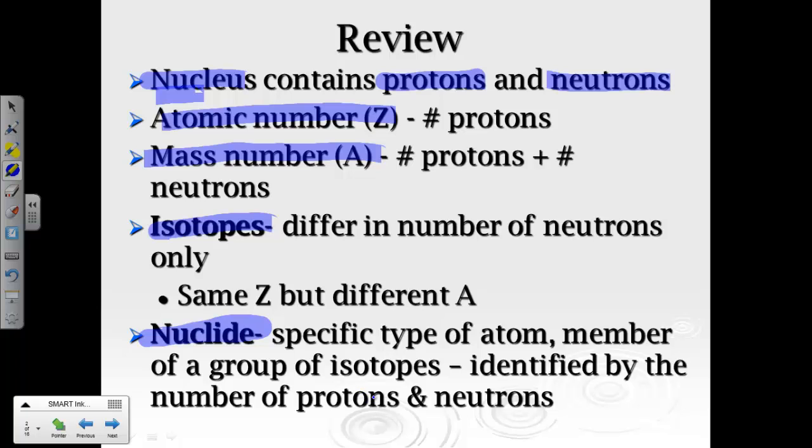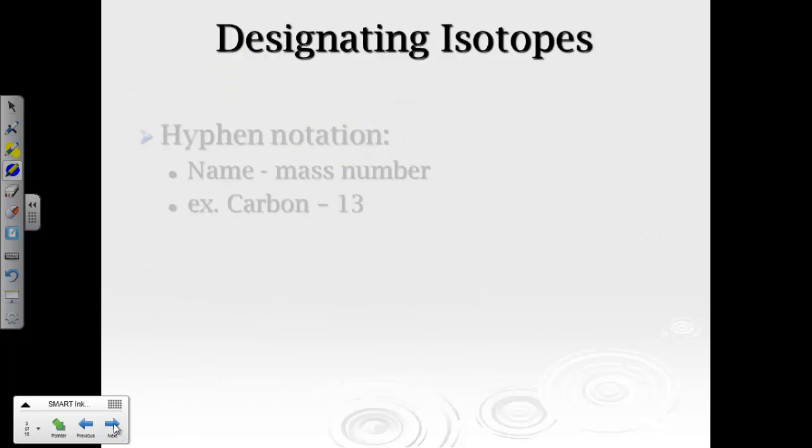For example, carbon-12 versus carbon-14. They both have 6 protons in them. Carbon-12 would have 6 neutrons. Carbon-14 would have 8 neutrons. They would both be examples of nuclides for carbon.